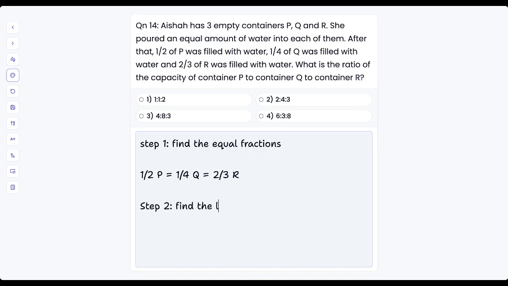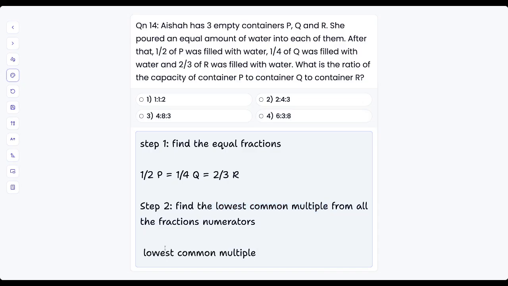Okay, step two, then we need to find the lowest common multiple from all the fractions' numerators. So in this case, what's the lowest common multiple? Luckily, it's pretty straightforward. We only have one and two. So the lowest common multiple of one and two is two.